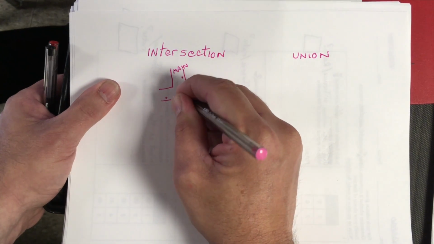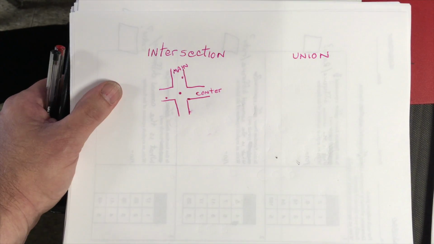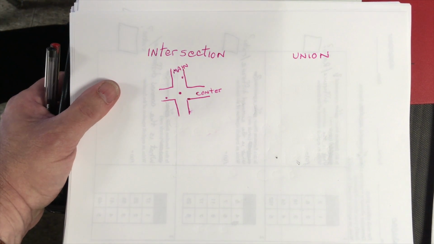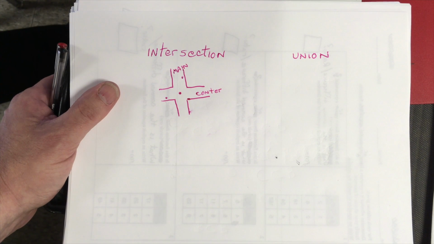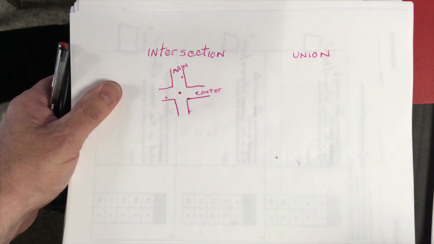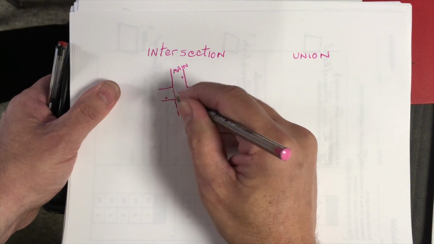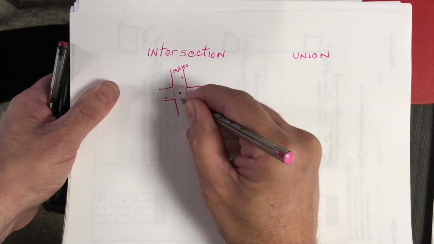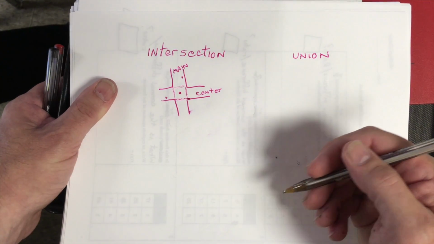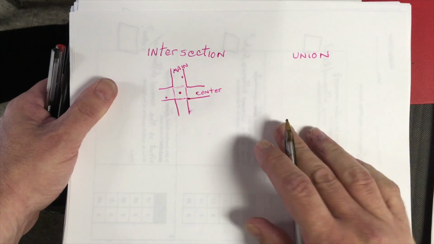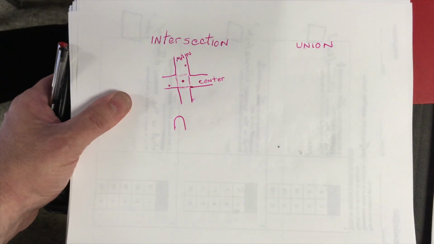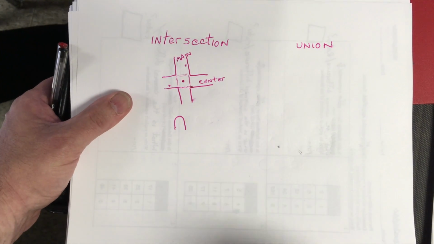If I'm here, where am I standing? Where am I? If I tell somebody to come pick me up, what do I tell them? Right, I'm at the intersection of Main and Center. I'm in that part of roadway that actually belongs to both roads. Okay? That's intersection. And it is designated by that symbol when we're talking about sets.